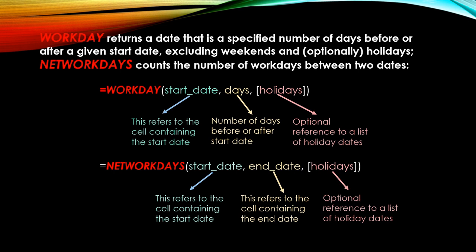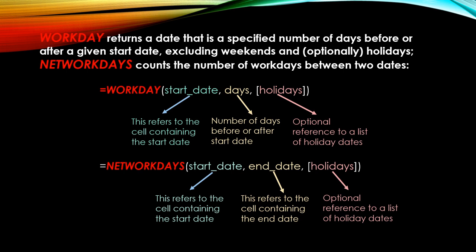Syntax-wise, it starts with your start date, then goes to the number of days. You can put a positive value here if you want to look forward in the future, or a negative value if you want to look back in the past. Those are all the required components. There is an optional holidays component that lets you refer to a list of holidays, and it will exclude those from the number of working days that it's calculating.